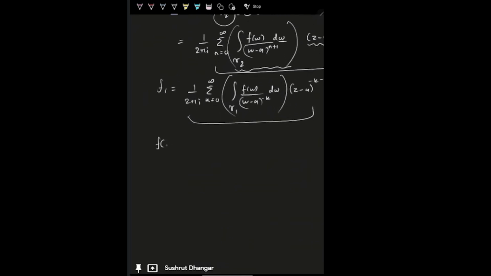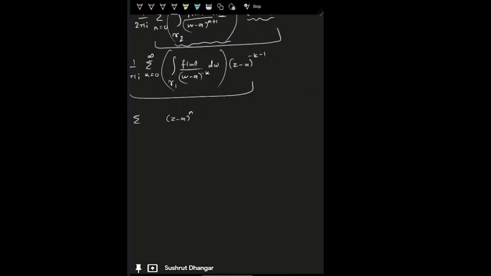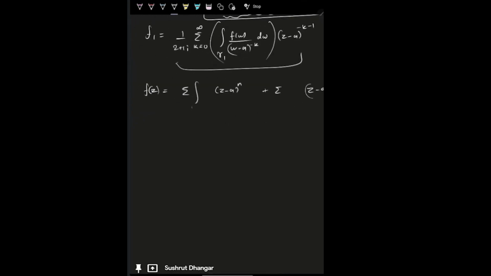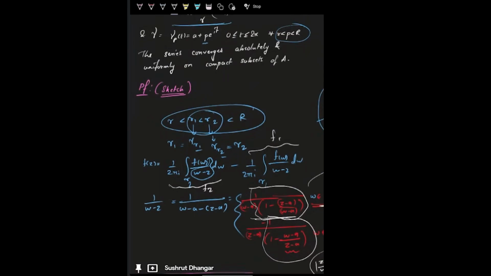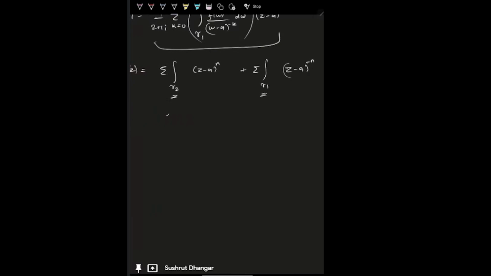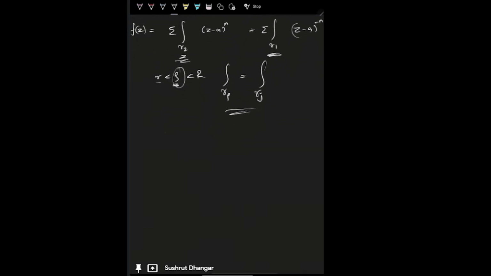With the help of f1 and f2, I can easily write f(z) as a series with positive powers of z minus a and a series with negative powers of z minus a. But here the gammas are different. This is gamma 2 and this is gamma 1. Here we are using lemma 1, which we proved: if I change the radius, the integral value does not alter. So I can take any rho between small r and capital R, and the integral over gamma with radius rho is equal to the integral over gamma 1, or say gamma 2. I'll call it gamma j. So I can replace both of these with a single summation integral.